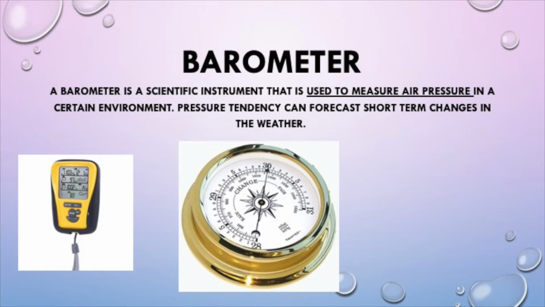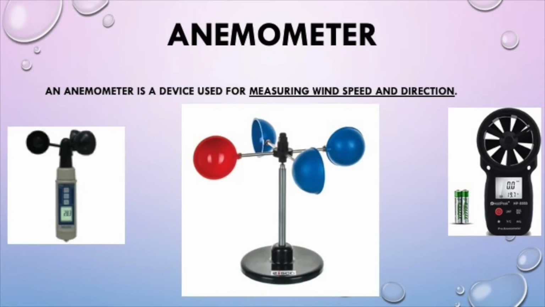A barometer. There we have a digital barometer and then the traditional one there. A barometer is a scientific instrument that is used to measure air pressure in a certain environment. Pressure tendency can forecast short-term changes in the weather. Another tool is the anemometer. An anemometer is a device that is used for measuring wind speed and direction. Again, we have the traditional anemometer there in the center, and then we have the two digital ones on the outside pictures.